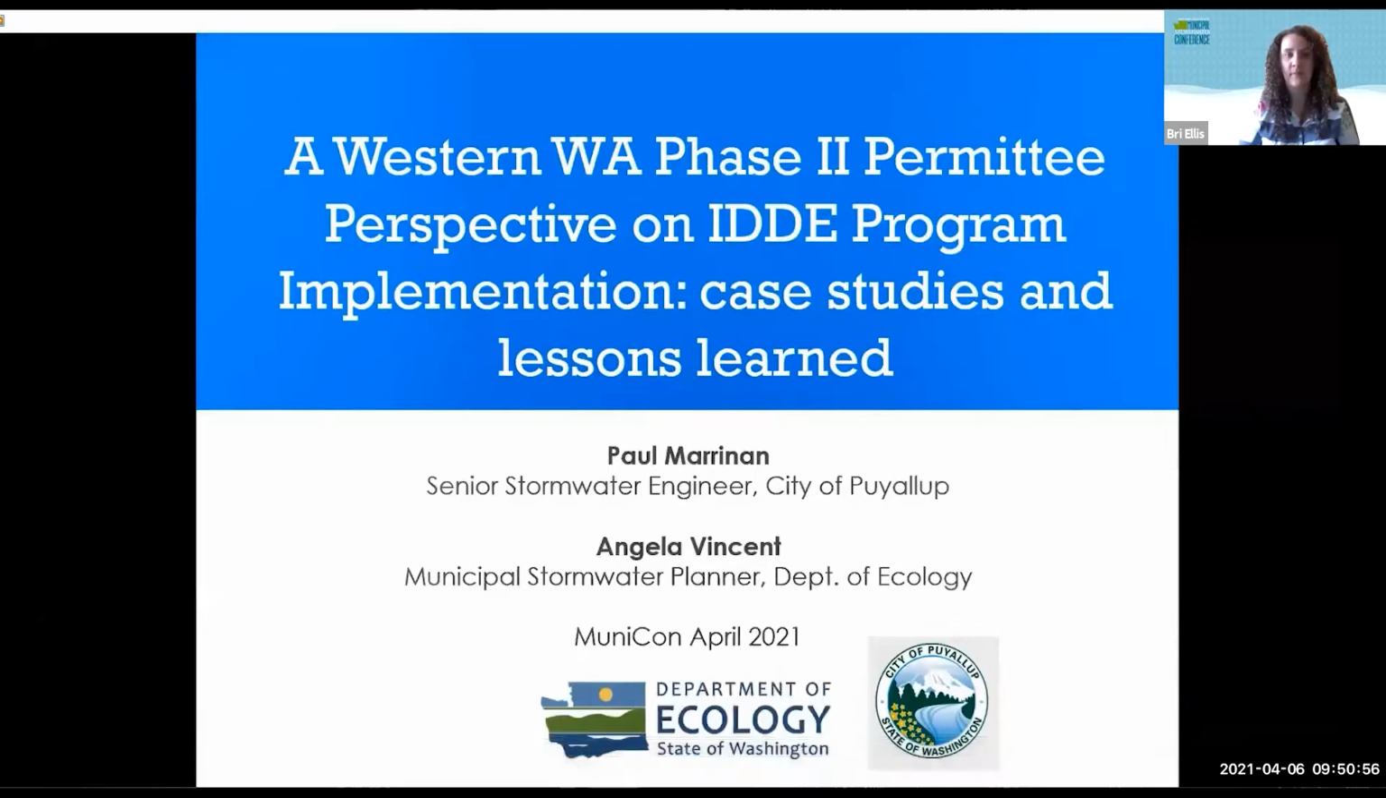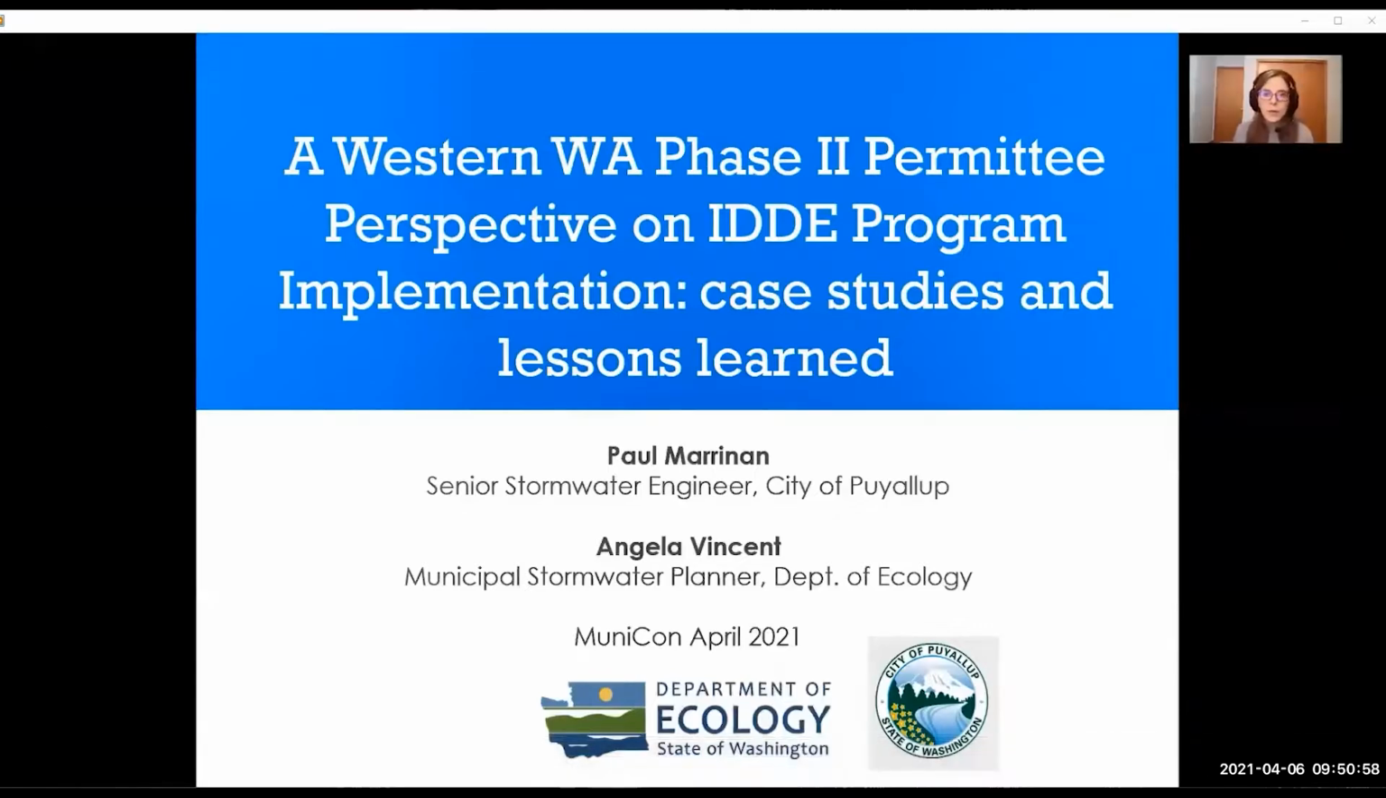Good morning, my name is Angela Vincent. I'm a municipal stormwater planner with the Department of Ecology. With me today is Mr. Paul Marrinan, Senior Stormwater Engineer with the City of Puyallup. Our presentation is a Western Washington Phase II Permittee Perspective on IDDE Program Implementation, Case Studies, and Lessons Learned. I'll begin with a permit overview, which will include the IDDE minimum performance measures in the Phase II permit. For his part, my co-presenter Paul will provide examples and case studies to illustrate how the city implements their IDDE requirements.